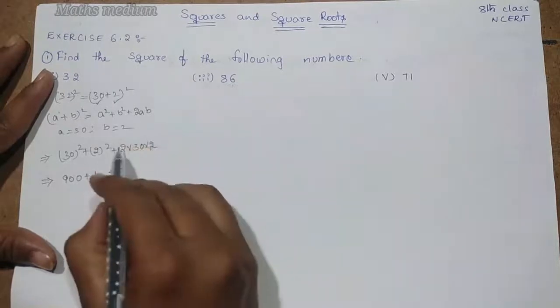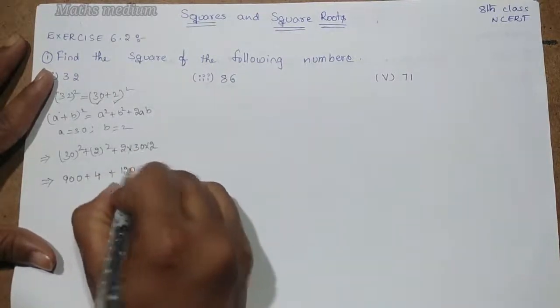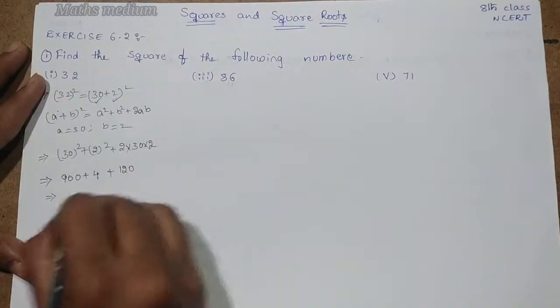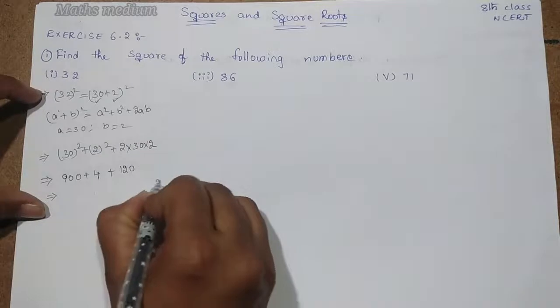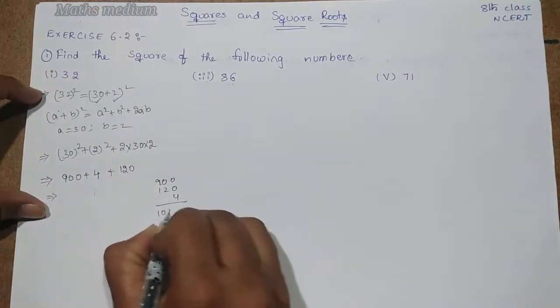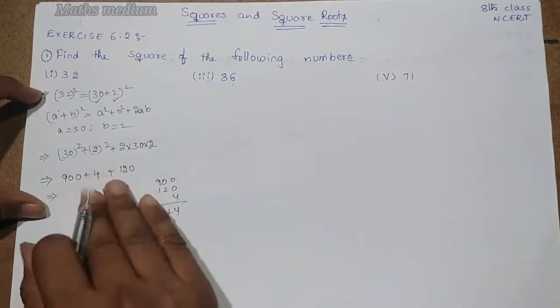Here it is multiplication value. 2 30s are 60, 2 6s are 120. Now let us add 900 plus 120 plus 4. This here, 900 plus 120 plus 4, is 1024. 1024 is the answer for this question.